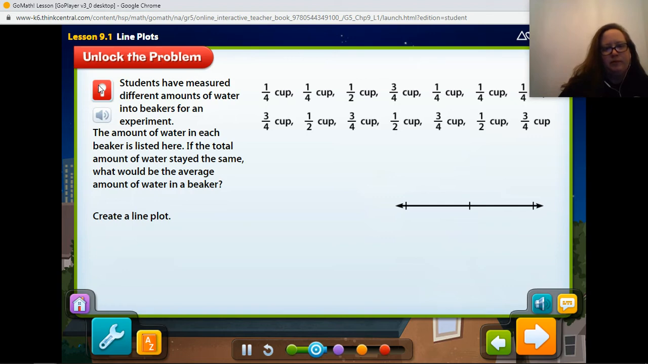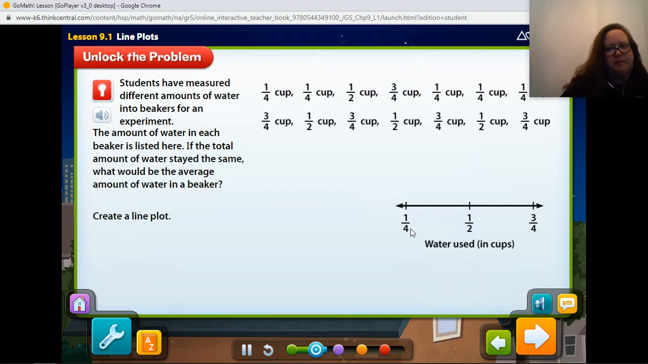First, let's create a title. It should describe what you're counting. So if what we're counting is the cups of water, you want to know how much water is used. Next, you need to label the line plot. To do that, you need to know what you've measured. You have measured water in 1/4, 1/2, and 3/4 sizes. You can label the line plot using those measurements.